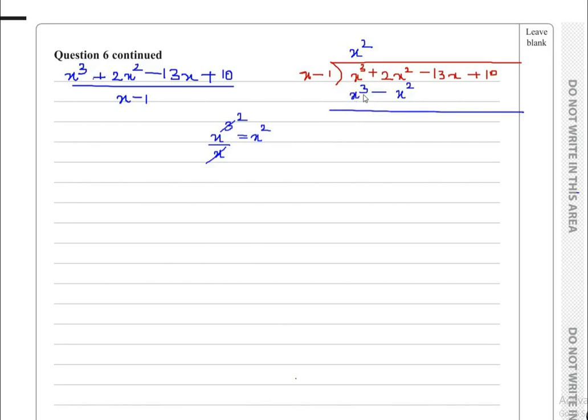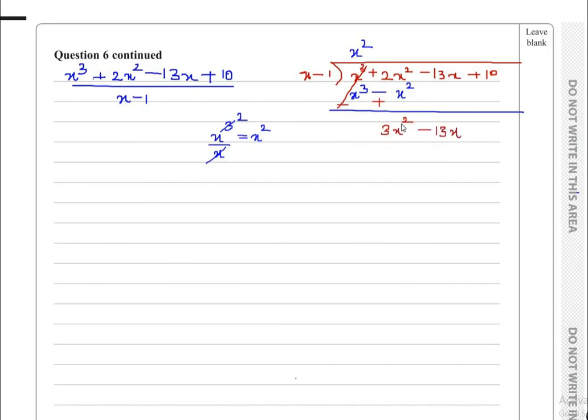So whatever is there in the second line, that is the second equation, plus becomes minus and minus becomes plus. We are going to flip the signs. So here plus x cubed and minus x cubed cancel and we are left with plus 2x squared and plus x squared. That gives us plus 3x squared. Now let us bring down the negative 13x.